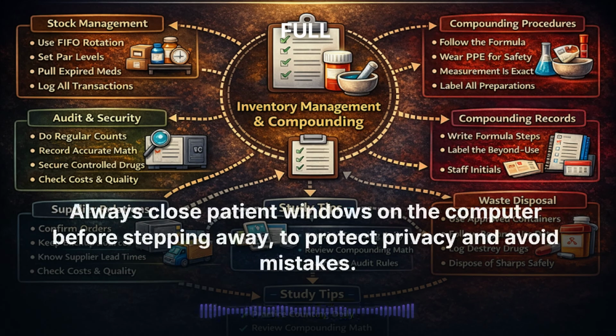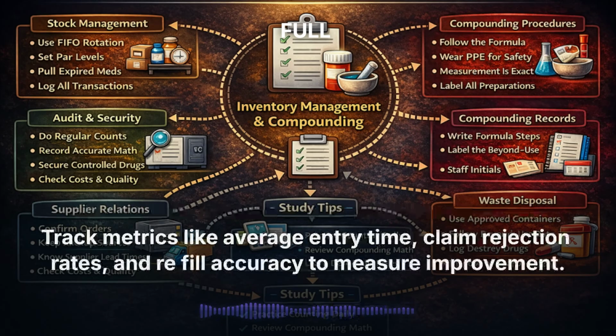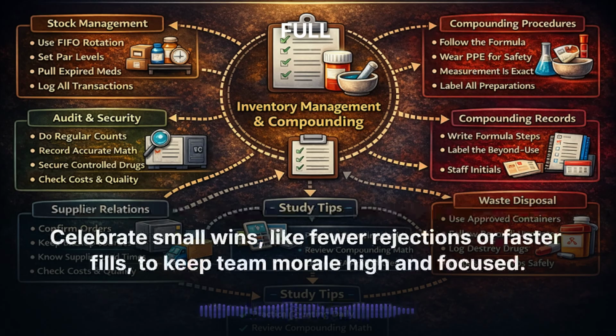Always close patient windows on the computer before stepping away, to protect privacy and avoid mistakes. Track metrics like average entry time, claim rejection rates, and refill accuracy to measure improvement. Celebrate small wins, like fewer rejections or faster fills, to keep team morale high and focused.